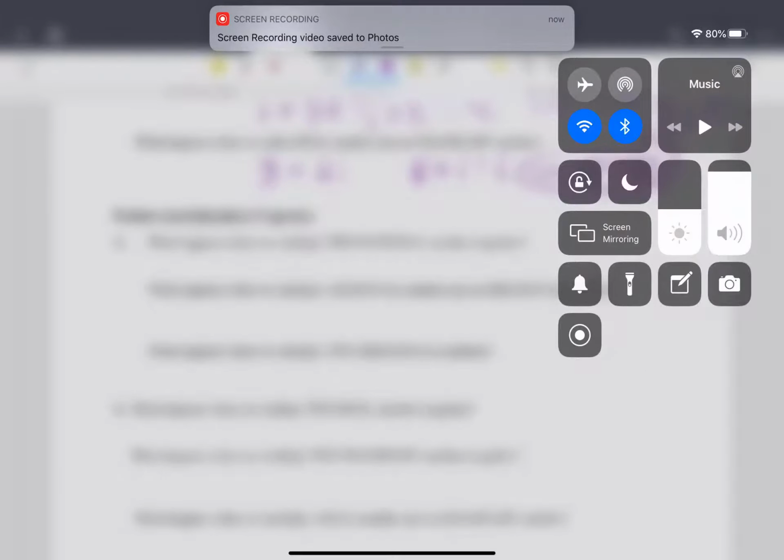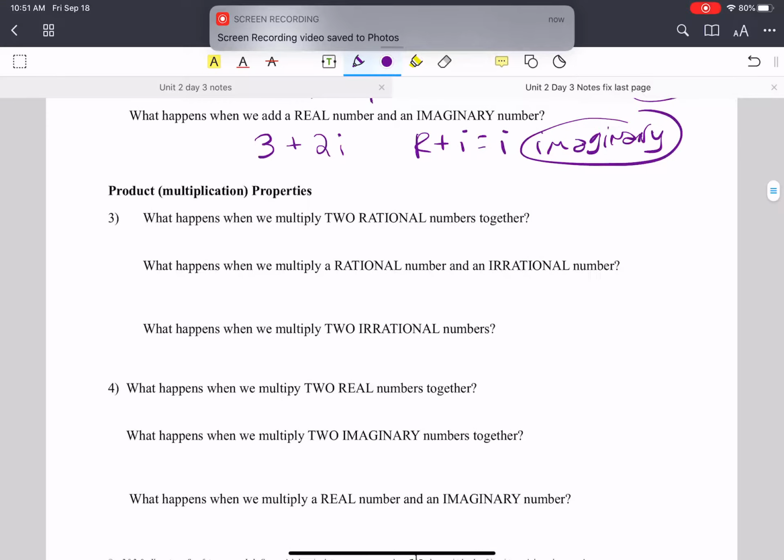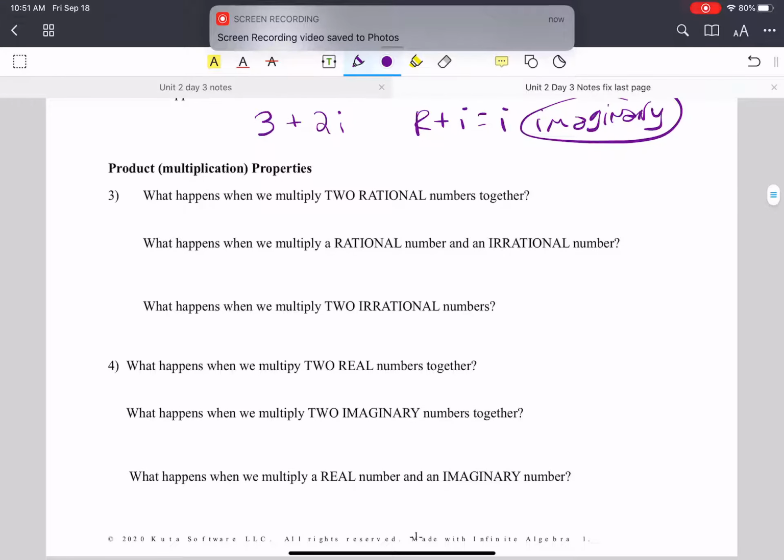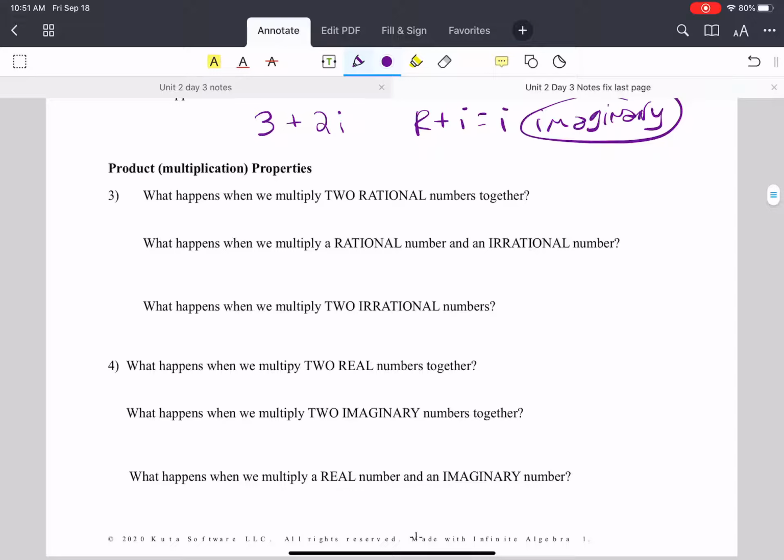Okay, here we go. What happens when I multiply two rational numbers? If I have 3 times negative 4, those are two rational numbers. So if I have a q times a q, what's the answer going to be? Dallin, come on up. Is it rational or irrational?